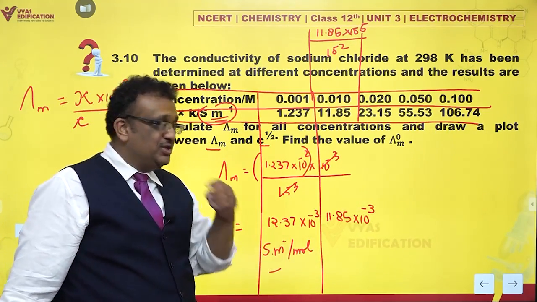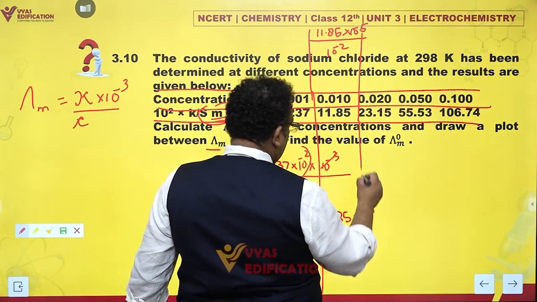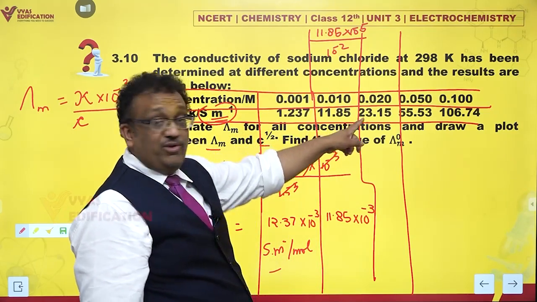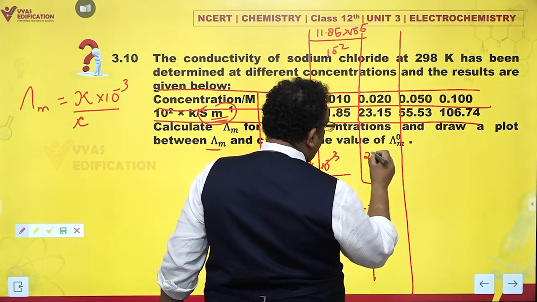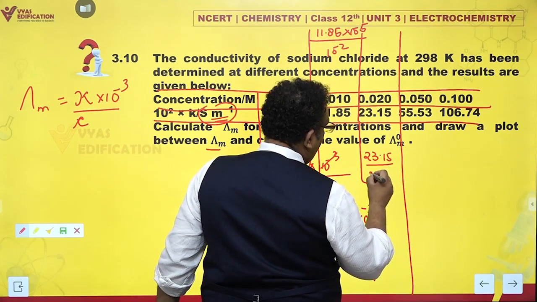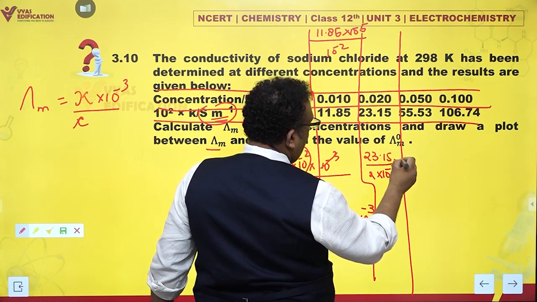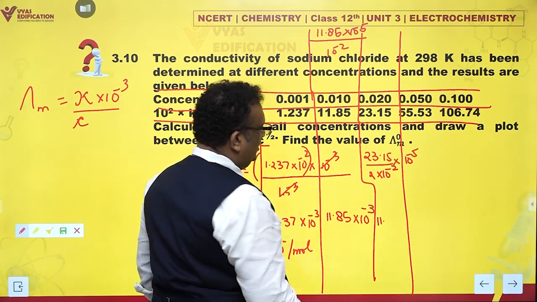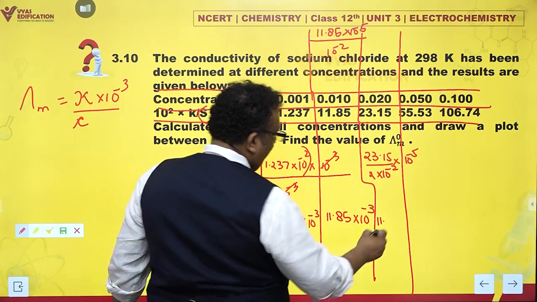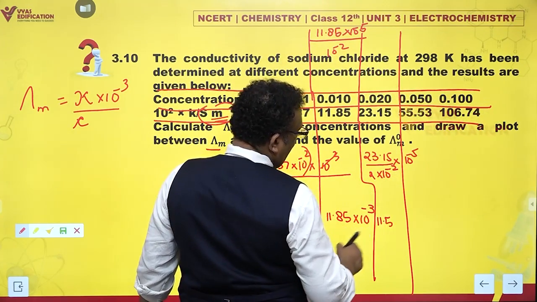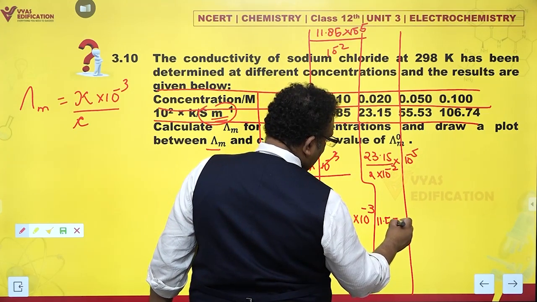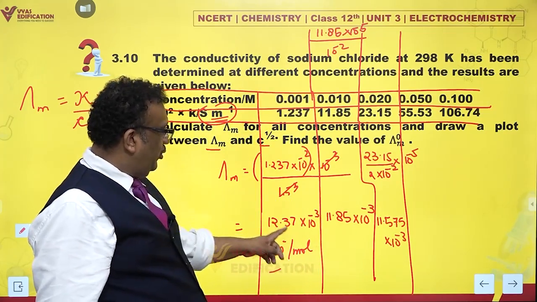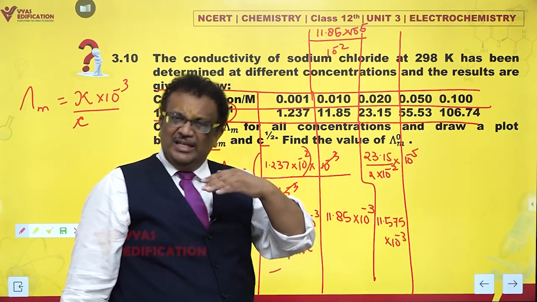Units are the same, Siemens meter square per mole. The third one, let's see what we get. 23.15 divided by 2 into 10 raised to minus 2, and this is 10 raised to minus 5. How much is this? Let's divide. This is 11.575, which is 11.575 into 10 raised to minus 3. From 12.3, 11.8, 11.575, it seems to be reducing.